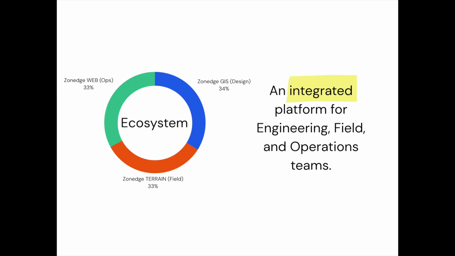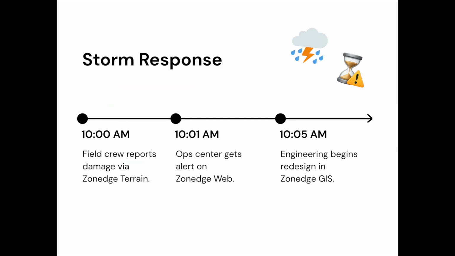There's Zonedge GIS, that's the powerhouse desktop tool for all your design and engineering. Then you have Zonedge Terrain, which is the mobile app your field crews use to collect data, even if they're offline. And finally, there's Zonedge Web, a simple browser view for your operations and management teams to see and analyze everything. Let's walk through how that works in a real scenario, say after a big storm.